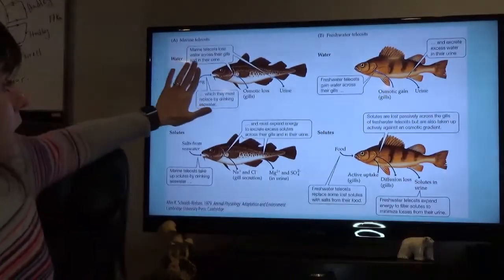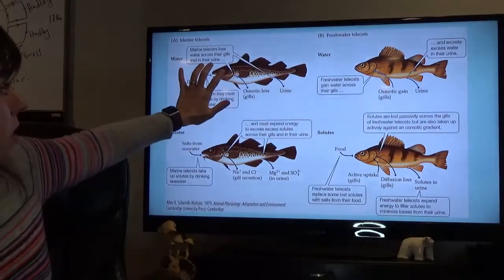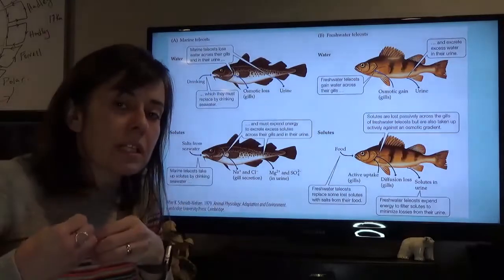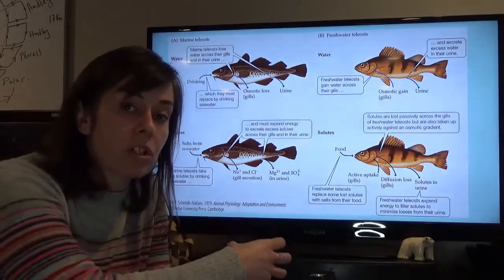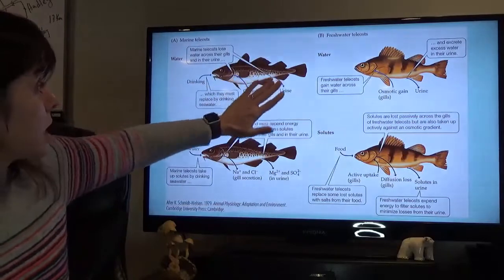And so when we think about marine fish, they lose water across their gills and in their urine. So water is moving from inside the body where the water potential is higher to outside the body where the water potential is more negative. So they're losing water across their gills and in their urine.